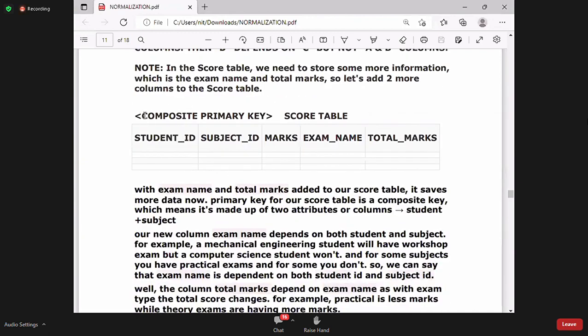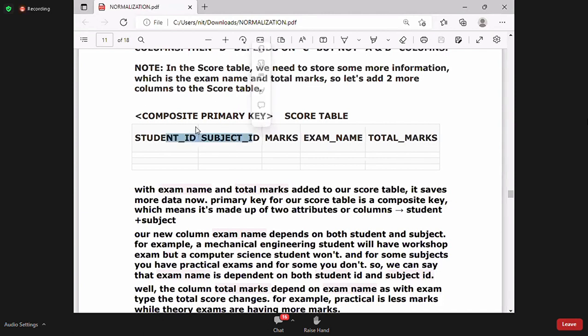Let's see one small example. Here, come to the composite primary key. I applied it on Student ID and Subject ID in my Score table, with the Marks column as it is. And additionally, I'm adding two columns. Which columns? Examination name and total marks. Okay now, observe carefully. It's very important, just observe logically. So the Marks column depends on both of them. Okay now? Yes. The Examination column depends on both of them. The Total Marks column depends on both of them here.